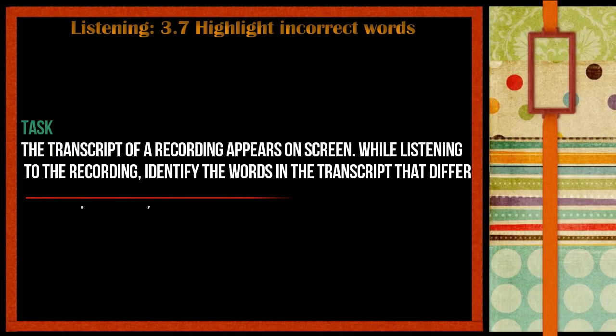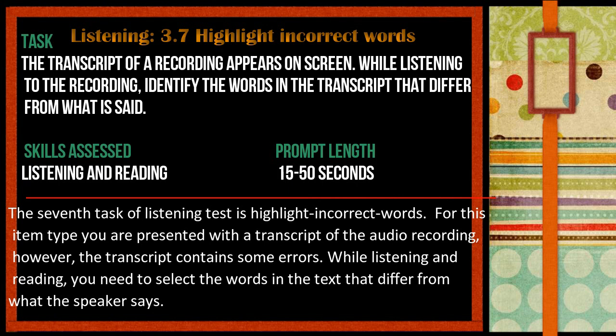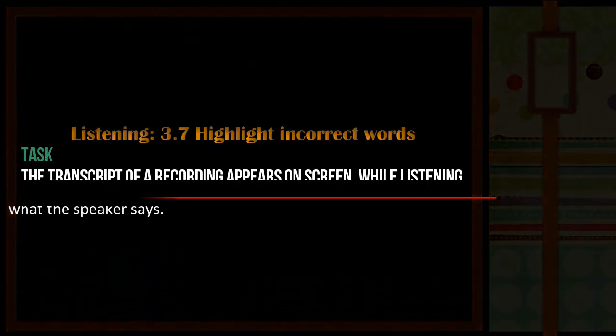The seventh task of listening test is highlight incorrect words. For this item type you are presented with the transcript of the audio recording, however, the transcript contains some errors. While listening and reading, you need to select the words in the text that differ from what the speaker says.